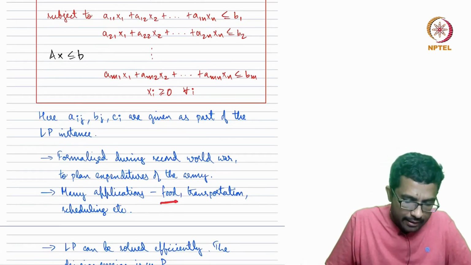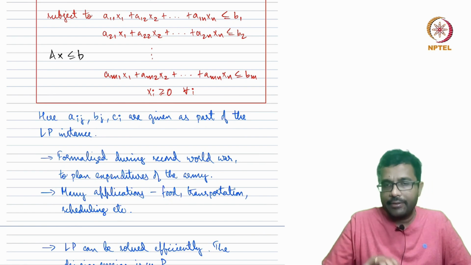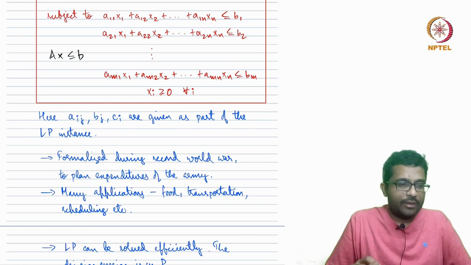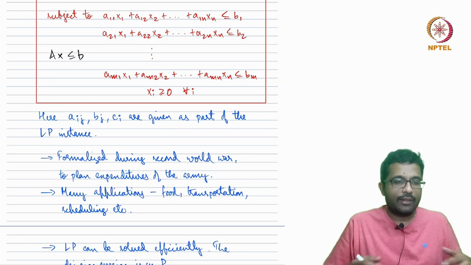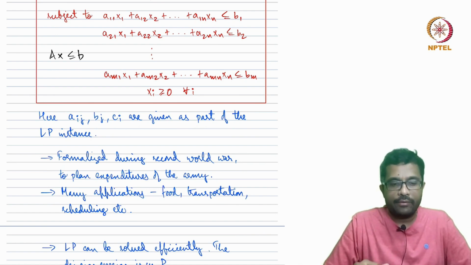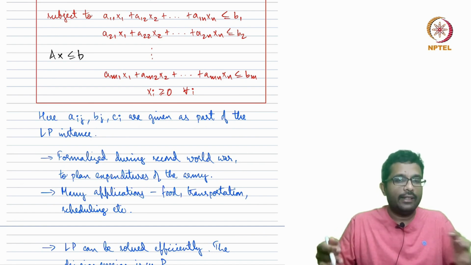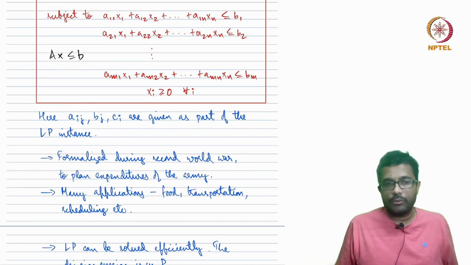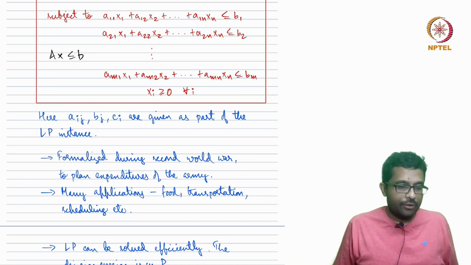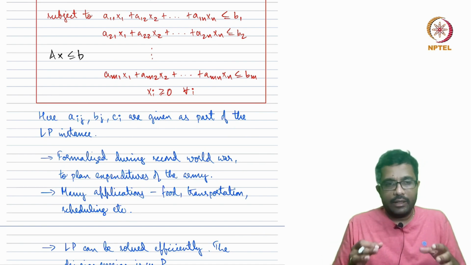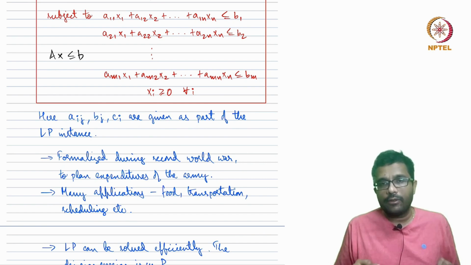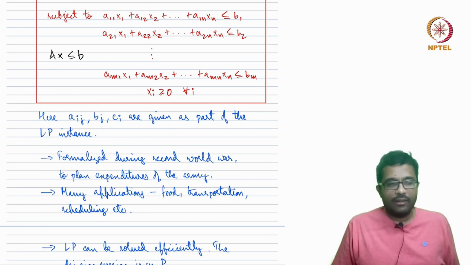So many applications use linear programming. One is, let's say, food. Suppose you want to make cat food, and you have ingredients that are available to you. The thing is that the cat food, or any prescribed food, is supposed to be a balanced meal for the cat.